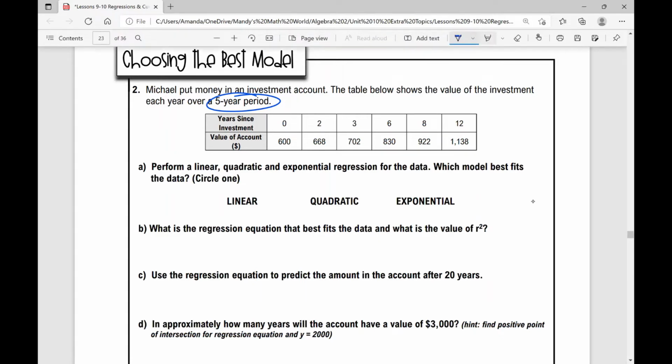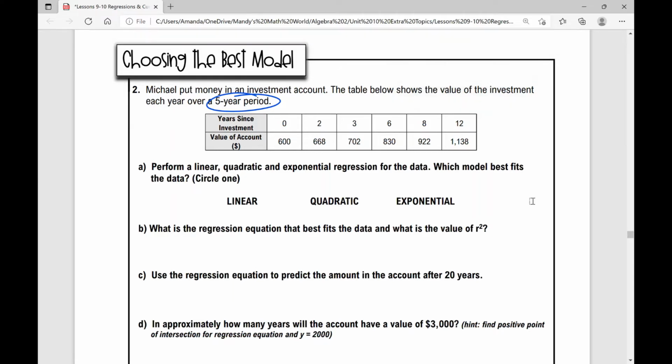We're going to perform a linear, quadratic, and an exponential regression for the data. Figure out which one best fits our data. Write that equation down. We're going to write the equation and r squared. Then we're going to make some predictions. We're going to predict the amount in the account after 20 years. And then we're going to figure out how many years it will take for the account to have a value of $3,000. So grab your calculator and let's get started.